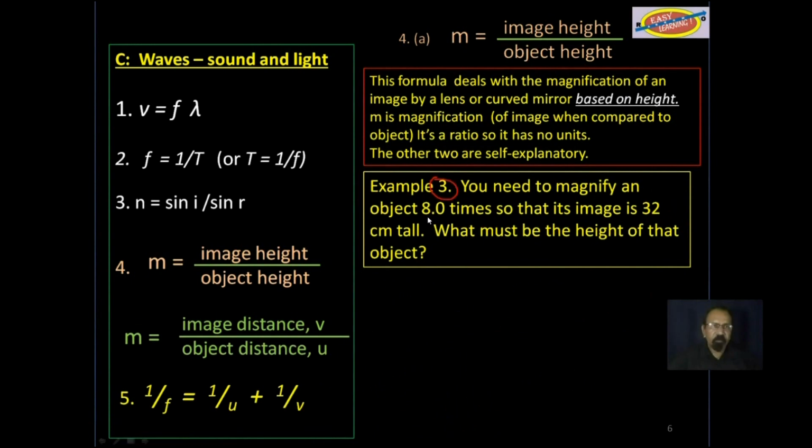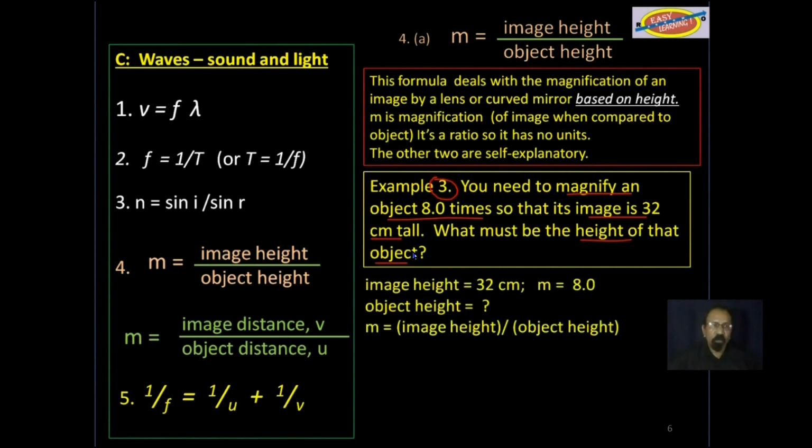Example 3, you need to magnify an object 8.0 times so that its image is 32 centimeters tall. What must the height of that object be? So what do we know? We know that the image height needs to be 32 centimeters and that the magnification is 8.0. We want to find the object height.